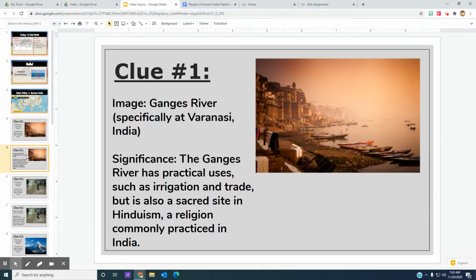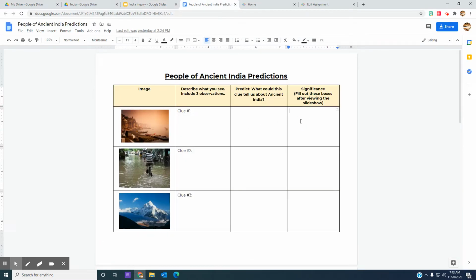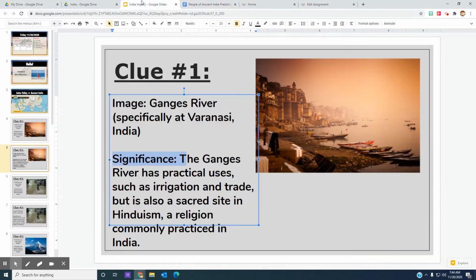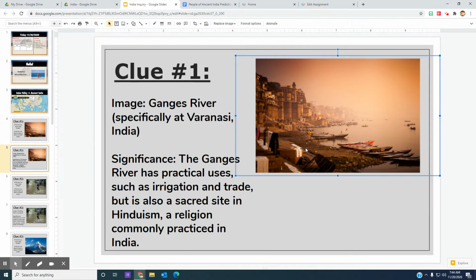So let's begin. Clue number 1 was the Ganges River. And if you didn't put that in your prediction, it's not wrong. I'm just looking to see that you made a prediction. But for the significance column, I want you to type in the Ganges River and all of the things that are on this slide here. The Ganges River has practical uses, such as irrigation and trade, but it's also sacred in Hinduism, which is a religion we'll learn about in this unit that's commonly practiced in India.